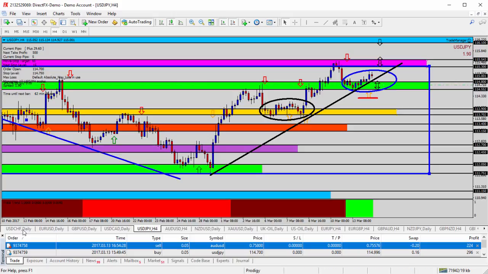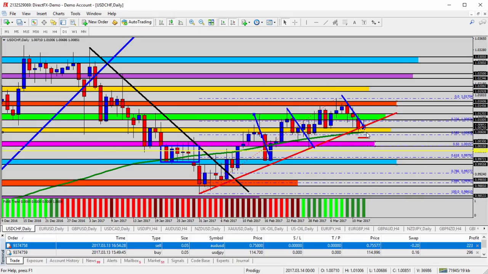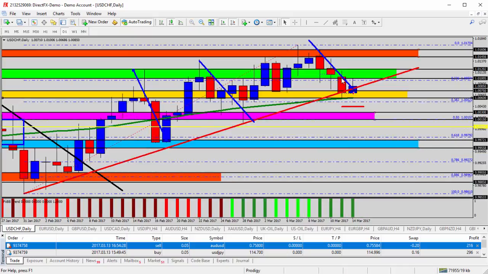One last trade that we did yesterday was the dollar franc. We took a buy into the yellow zone just above the 100 period moving average and where the red trend line is. That is into the 1.0060 to 1.0075 level. So let's zoom in a little bit here, and you can see where that is right here in the middle of the yellow shaded area. We took the buy at 1.0070.